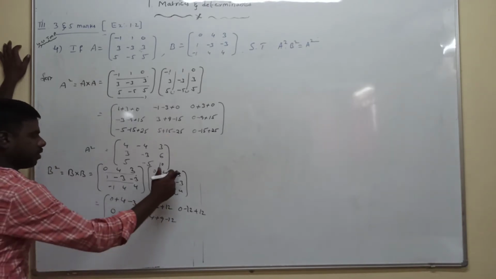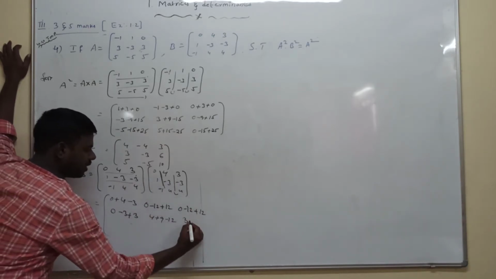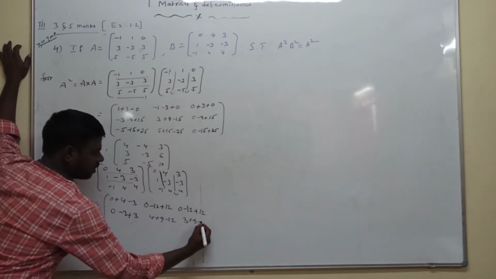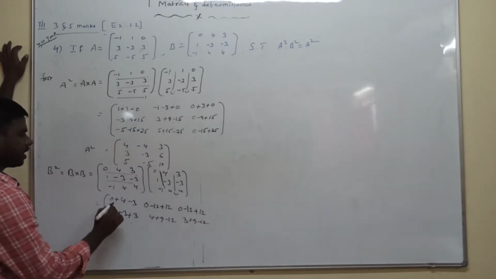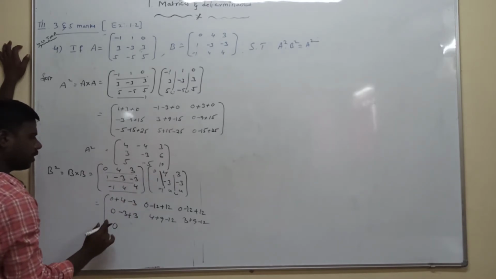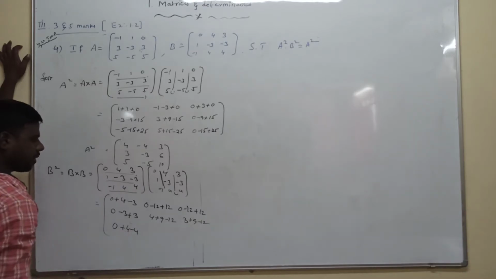Next, product with second row, third column: 1 into 3 is 3, minus 3 into minus 3 is plus 9, minus 3 into minus 3 plus 4 is minus 4. Next, product with third row, first column: minus 1 into 0 is 0, plus 4 into 1 is 4, plus 4 into minus 1 is minus 4.